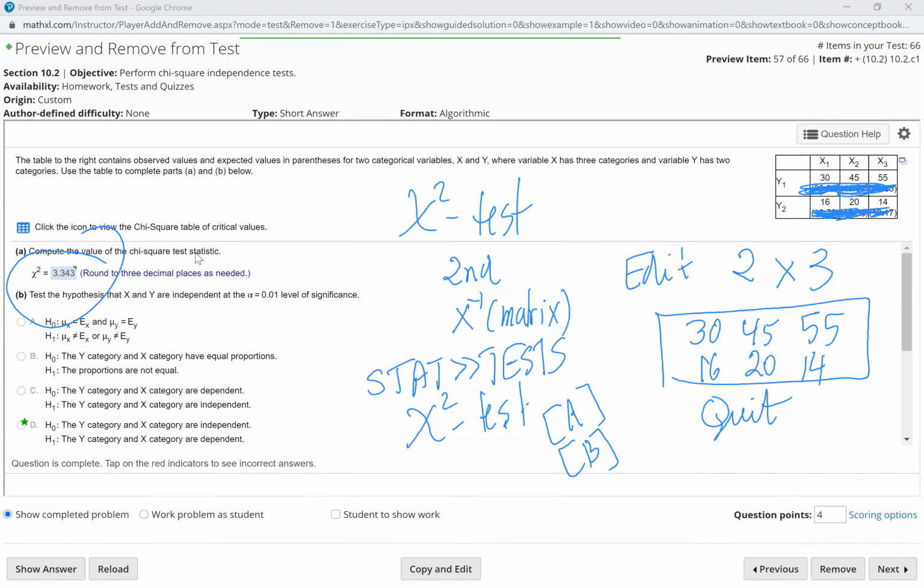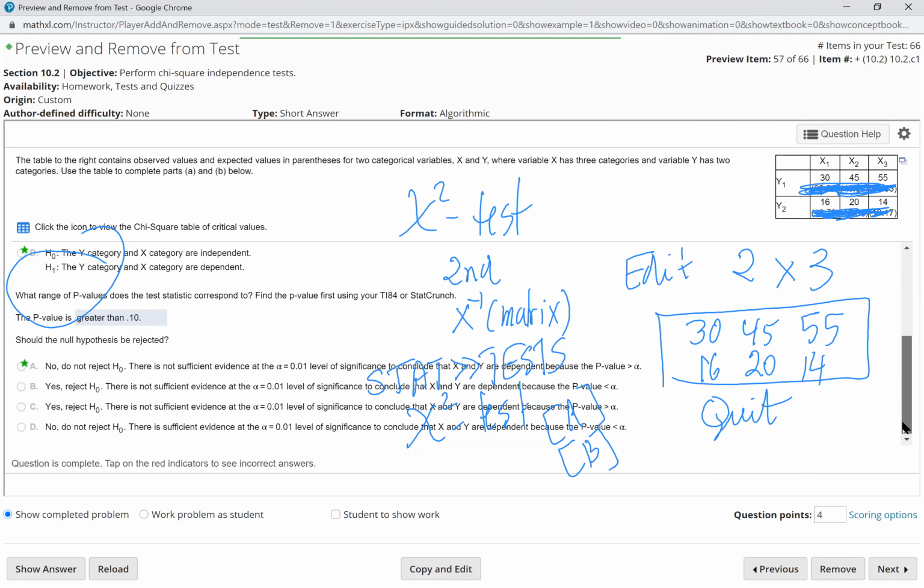For your information, if you want to know the degrees of freedom for the independence test, it is number of rows minus 1 times number of columns minus 1. So since I have 2 rows, minus 1 will be 1, and 3 columns minus 1 will be 2. 1 times 2 is 2. But it's not going to come up. All right. Next.